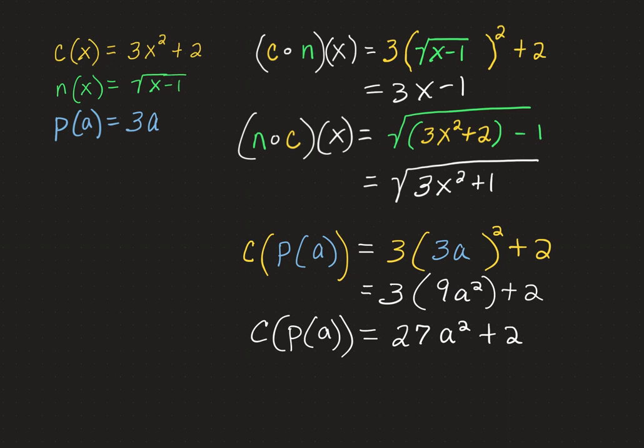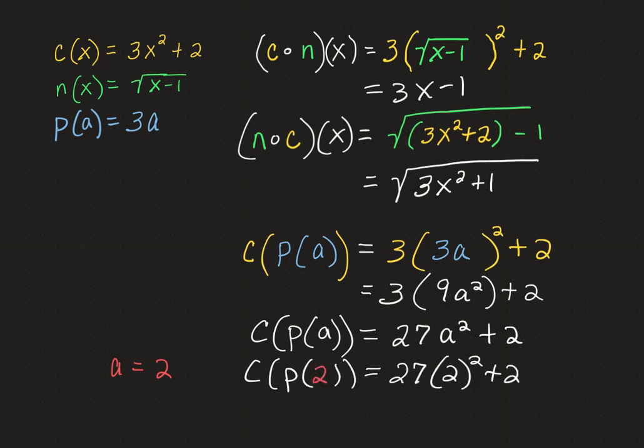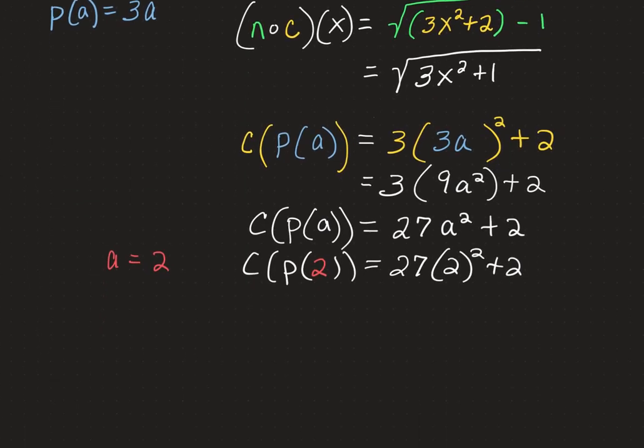Now what if a is 2? What would that be? That would be c of p of 2. And I believe that is equal to 110.